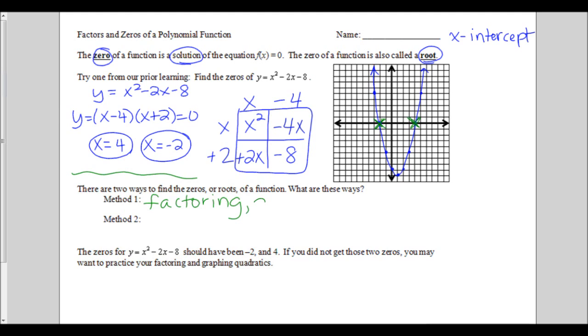I also could have solved that by quadratic formula. Both of these would be algebraic methods. Or I could solve by graphing, which is what I did in the picture of the graph, and looking for the x-intercepts, which were 4 and negative 2. So those were the solutions, or the roots, or the zeros.